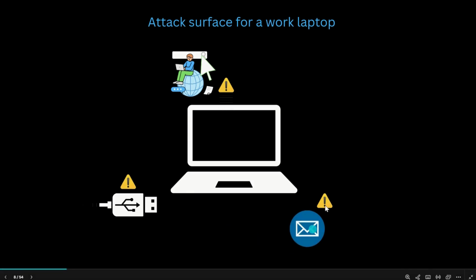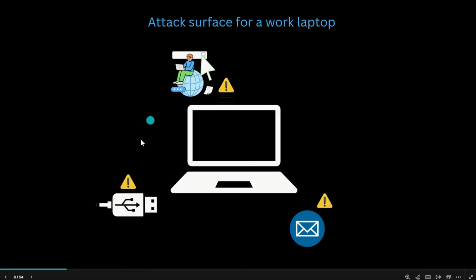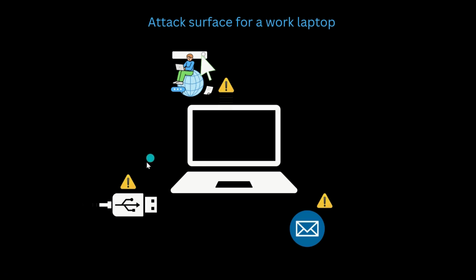While these are the three major points that I'm going to discuss here, there are many more attack vectors that exist, such as unpatched vulnerabilities, insider threats, weak remote access security. However, on a general level, to simplify and to help you understand what makes up the attack surface of a laptop, I'm showing you these three categories for your broad level understanding. So these are the three attack vectors, entry points for the attackers to come in.